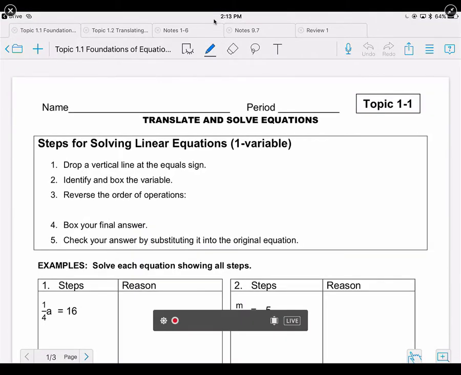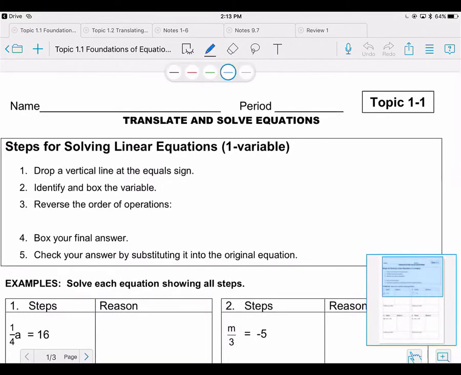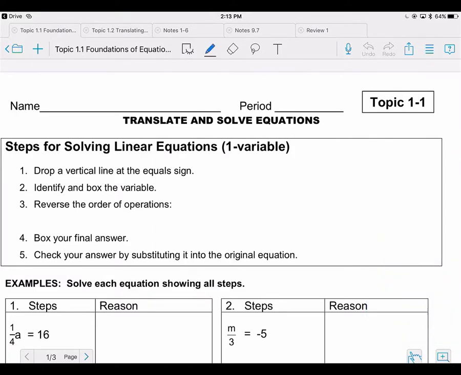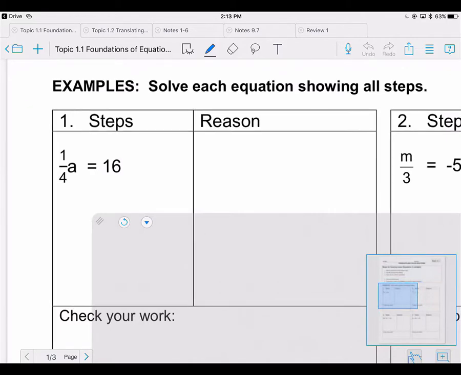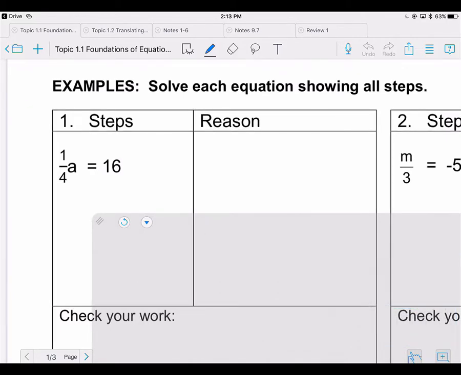Alright, this video is over topic 1-1, translating and solving equations. And when we are solving linear equations today, we are only solving with one variable. So for the first example, we are asked to give steps and the reason. For solving one variable equations, you are always going to perform the opposite operation that is currently happening.